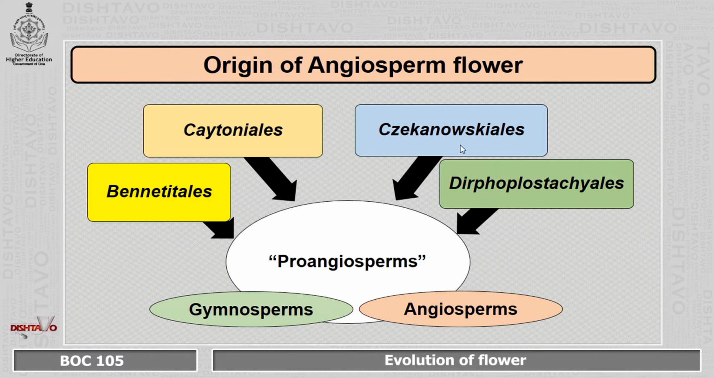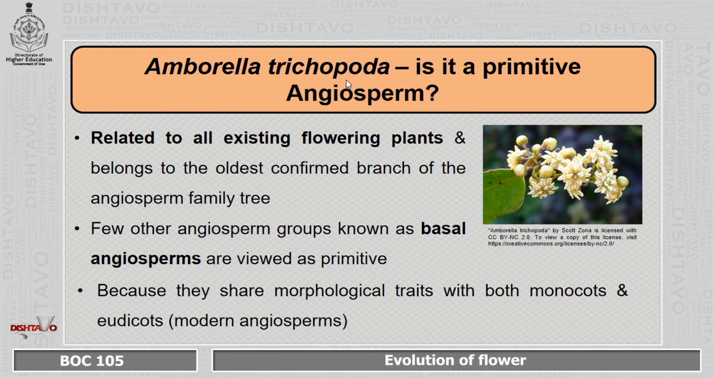Coming to Amborella trichopoda, is it a primitive angiosperm? If we see the family tree of the angiosperm, we understand that Amborella trichopoda forms the basal angiosperm. It is related to all the existing flowering plants and belongs to the oldest confirmed branch of the angiosperm family tree. A few other angiosperm groups known as basal angiosperms are also referred to as primitive angiosperms because they share morphological traits with both monocots as well as the eudicots, which are referred to as modern angiosperms. Here is an image of the Amborella trichopoda.